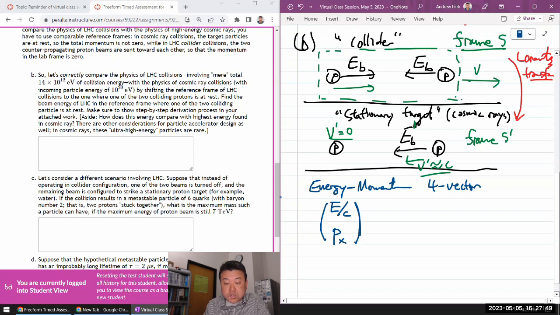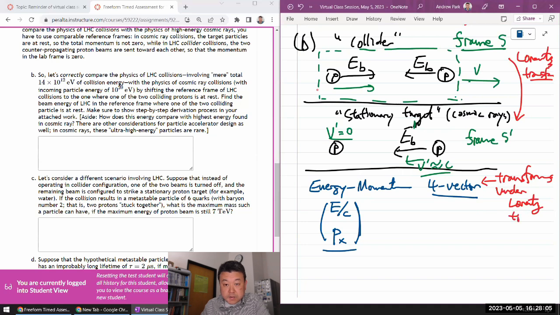And once you identify this as a four vector, this is the useful thing. It transforms under Lorentz transformation like coordinates do.